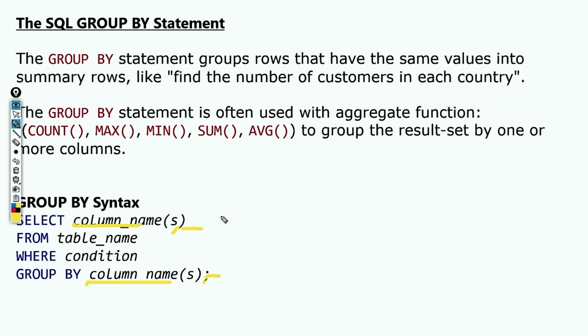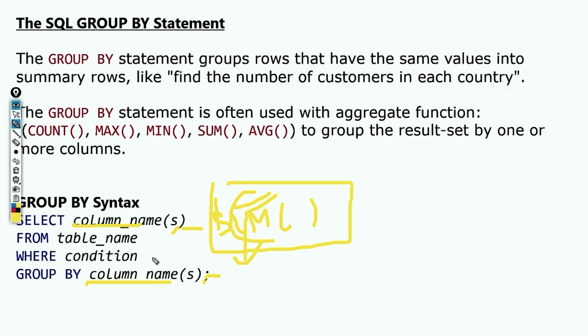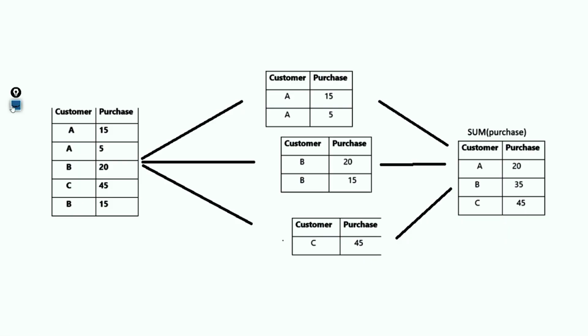This is compulsory, and you cannot write the aggregate function column in the group by statement, because this is not a column. This is a temporary column which will be presented in the output. So we cannot group by something which is not present. This is the modified output which is going to be present in the output. So we cannot write this aggregate function in the group by statement.